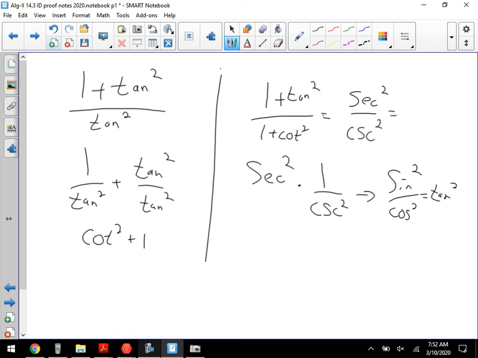1 plus tangent squared is secant squared. Did I say 1? 17 was 1, because 17 you have cosecant squared minus cotangent squared. That's where you get the 1. Okay.